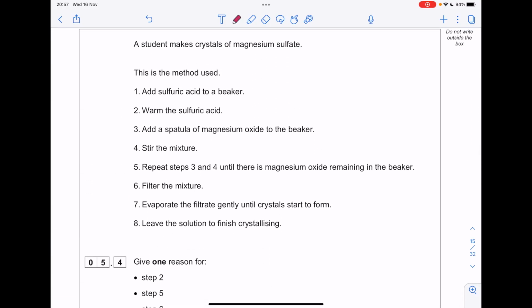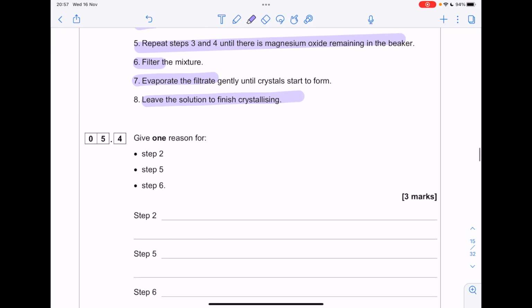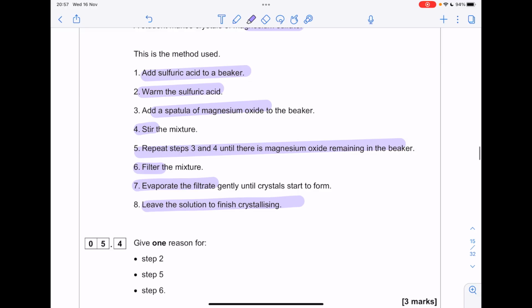A student makes crystals of magnesium sulfate. This is the method used. Add sulfuric acid to the beaker, warm the acid, add a spatula of magnesium oxide, stir, repeat until there's magnesium oxide remaining in the beaker, filter, evaporate, leave the solution to finish crystallizing. Give one reason for step 2, 5 and 6.